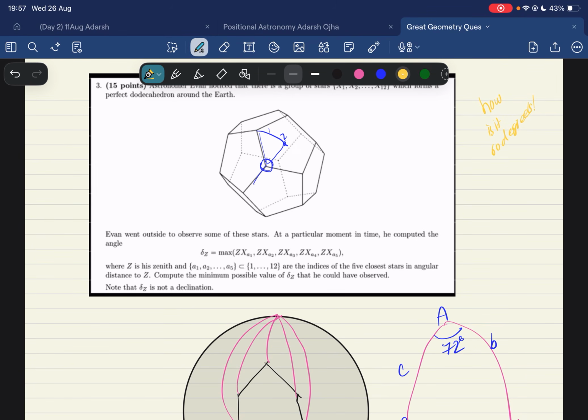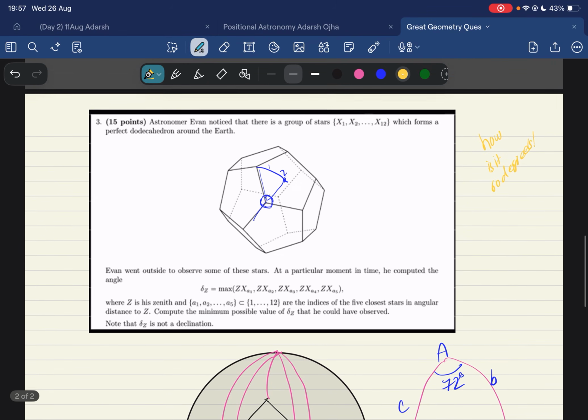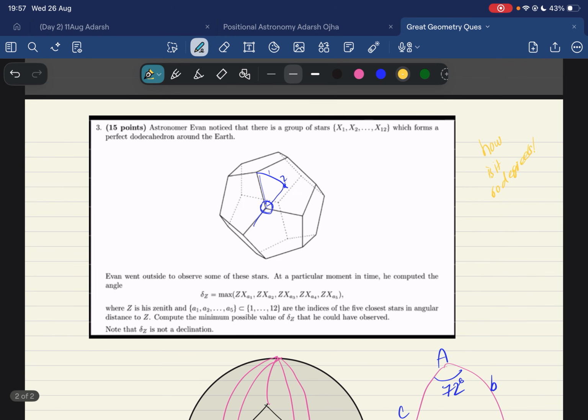Well, hello everyone, and today we have a really interesting question. Let me read this first. Astronomer Ivan noticed that there is a group of stars, X1 to X12, which forms a perfect dodecahedron around the Earth. He went outside to observe some of these stars, and at a particular moment in time, he computed the angle.